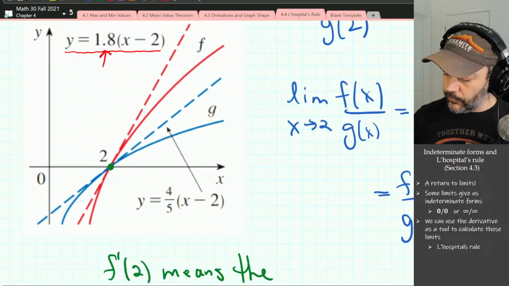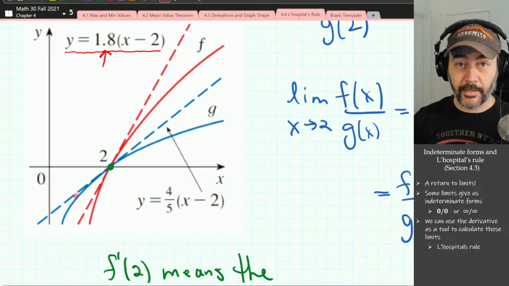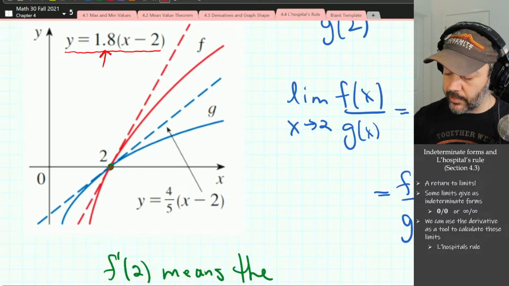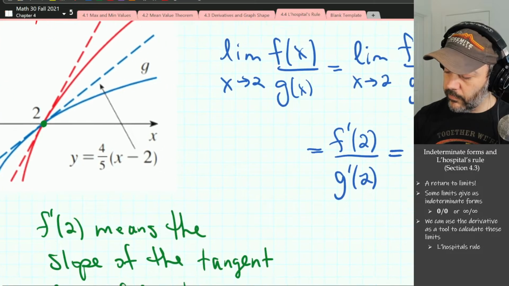Similarly, the slope of g is the slope of the blue tangent line because this blue tangent line is tangent to g right at 2. And the slope of that line is 4/5.